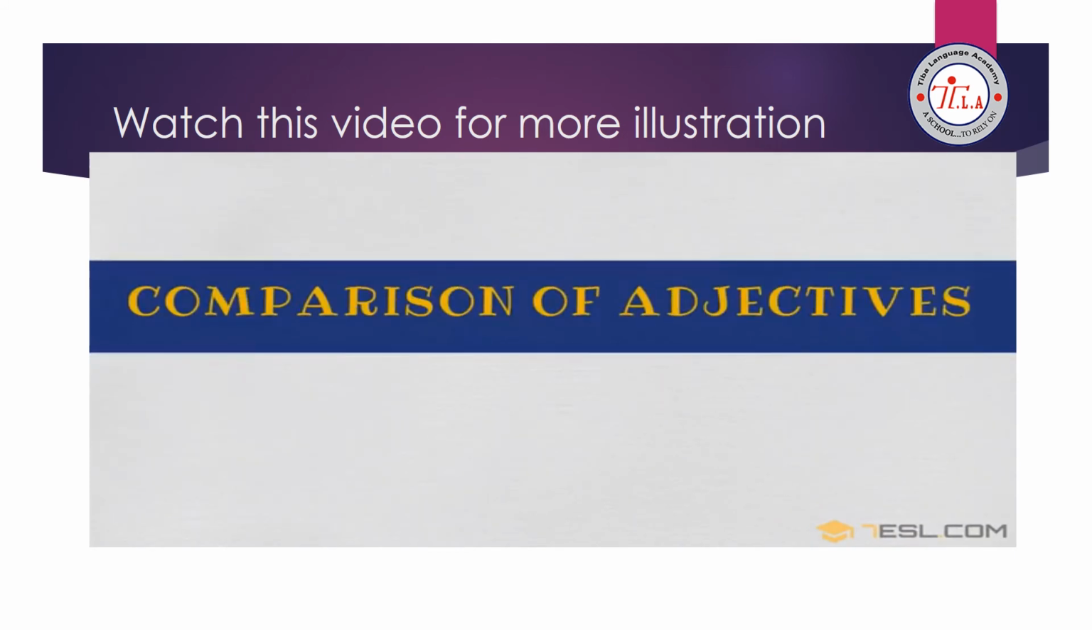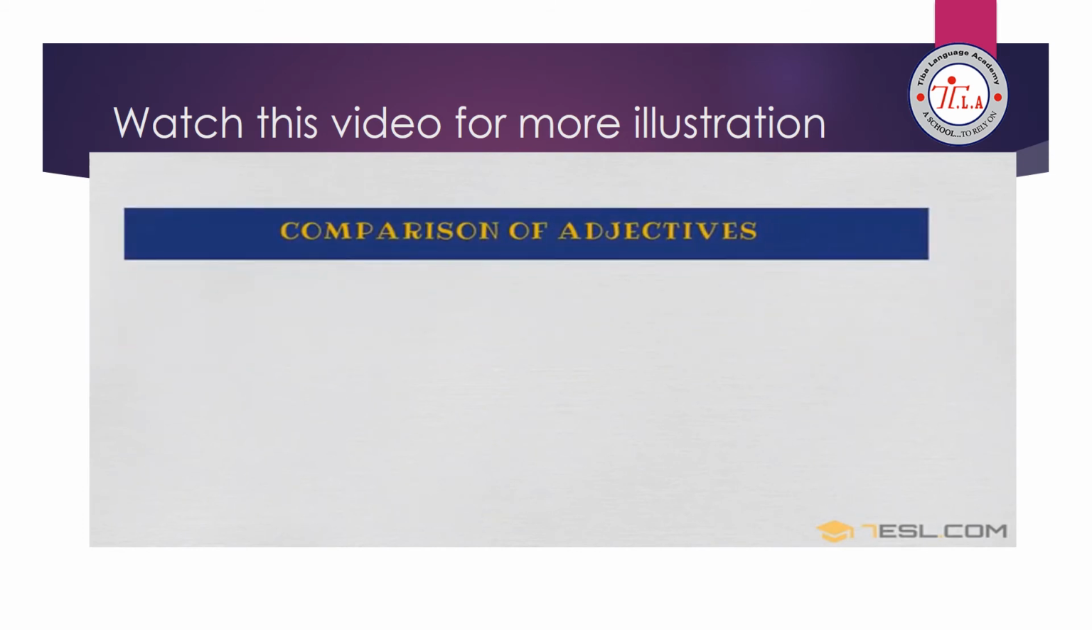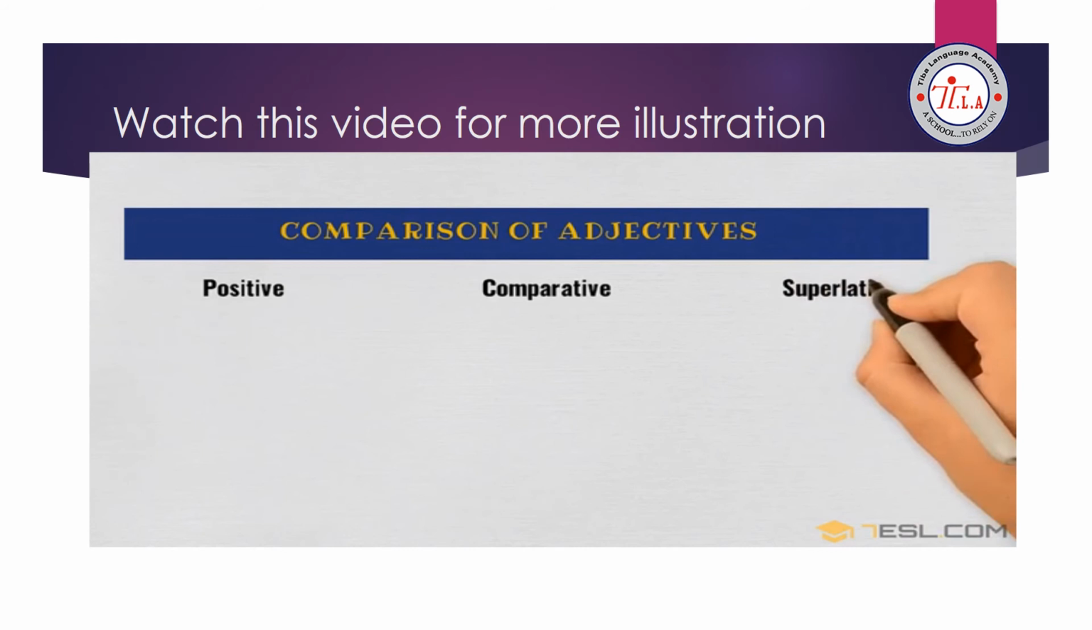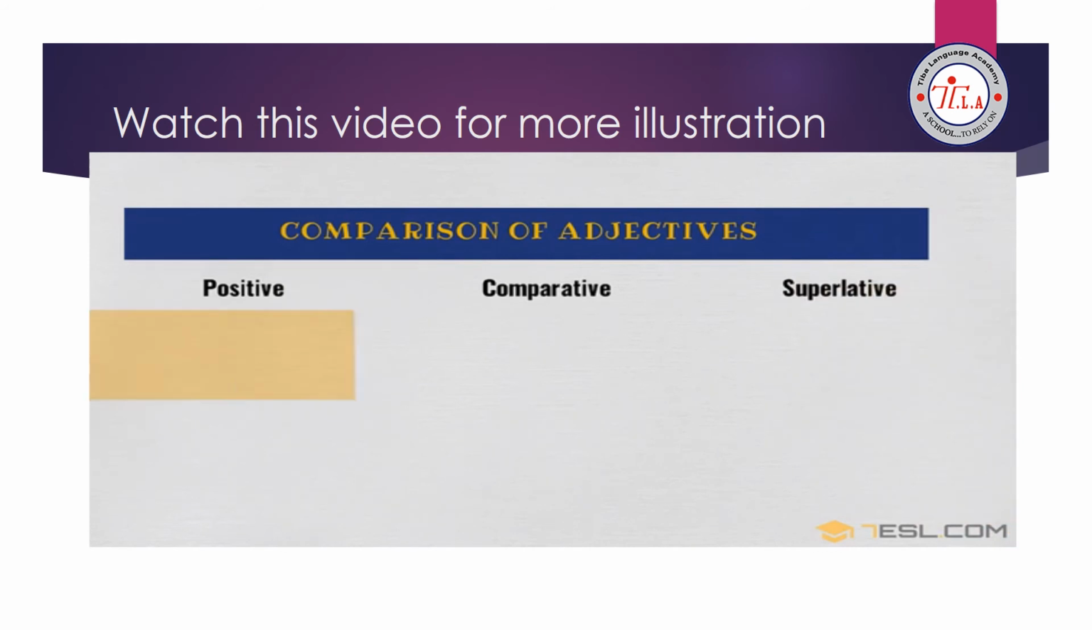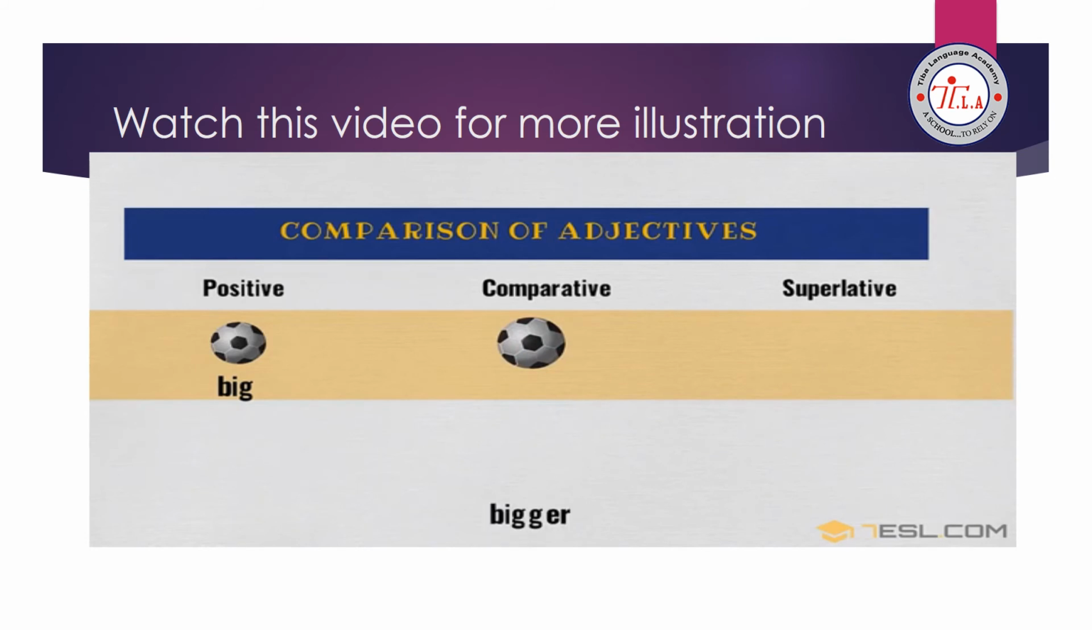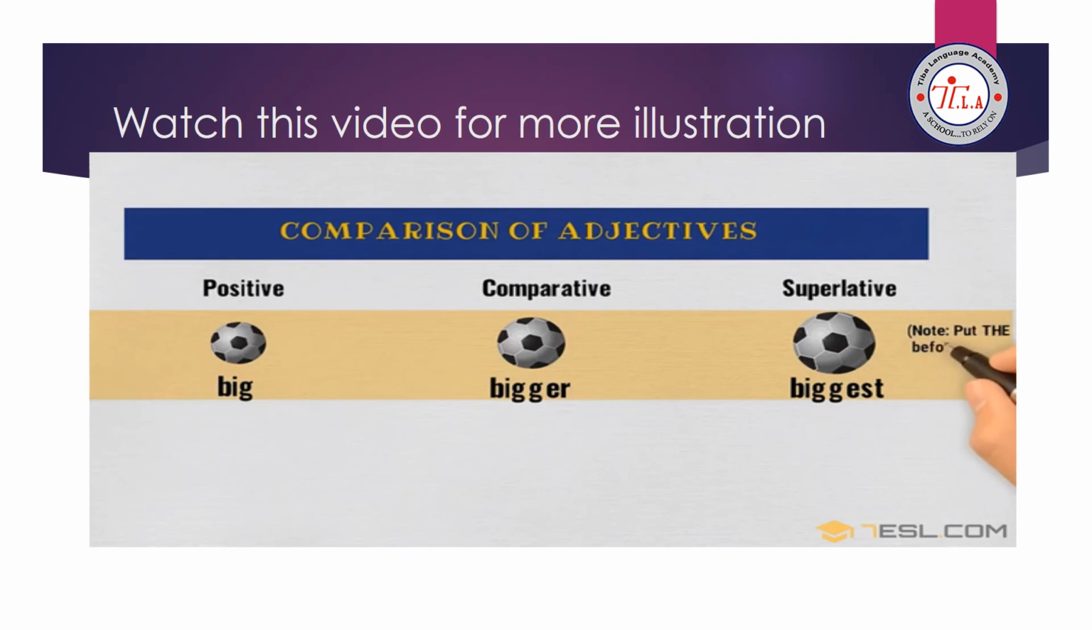Comparison of adjectives. Positive, comparative, superlative. Big, bigger, biggest. Note: put the before a superlative, the biggest.